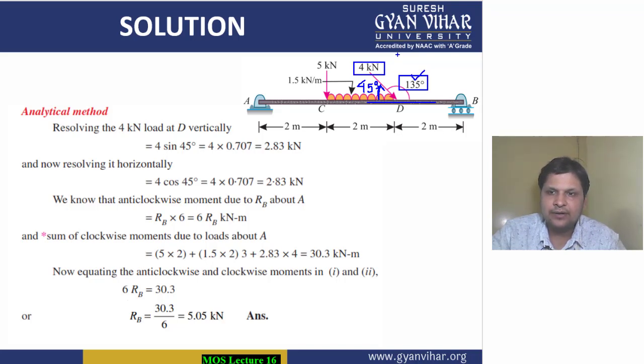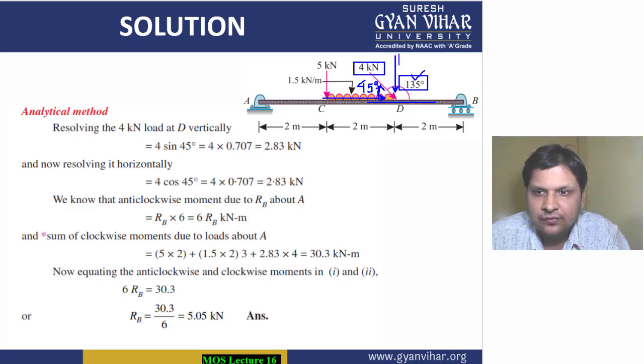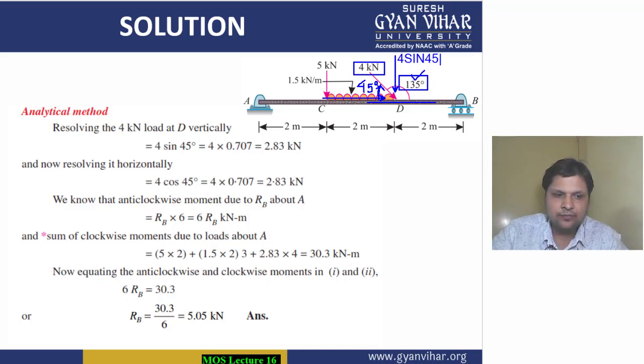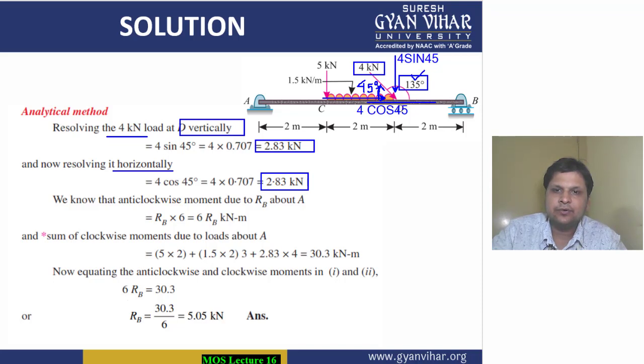Now, if we have to resolve it into two forces, one in the vertical direction and one in the horizontal direction, then the component in the vertical direction will be equal to 4 sine 45 degrees, and the component in the horizontal direction will be equal to 4 cos 45 degrees. We calculate these two components and we see that the resolved value in the vertical direction of this 4 kilonewton force is 2.83 kilonewton, and in the horizontal direction the value is also 2.83 kilonewton.